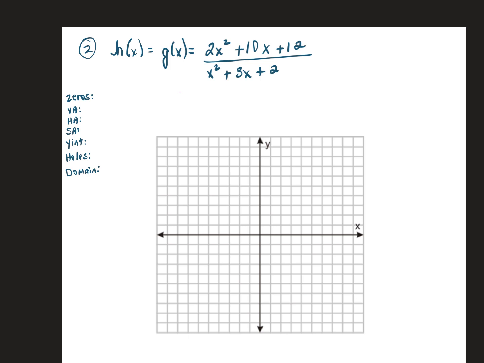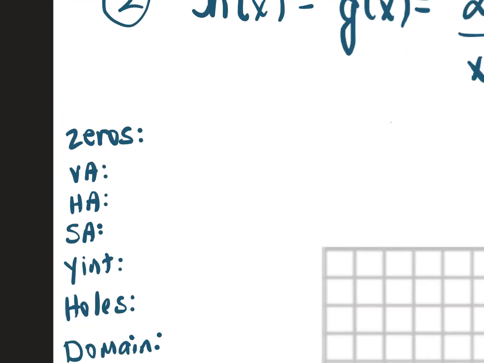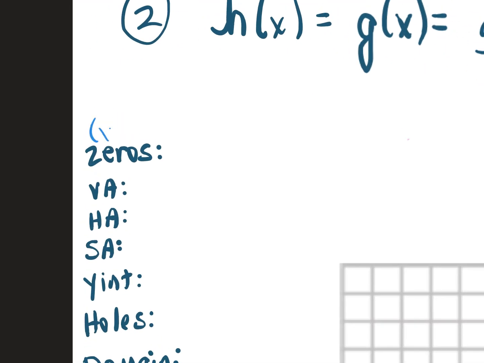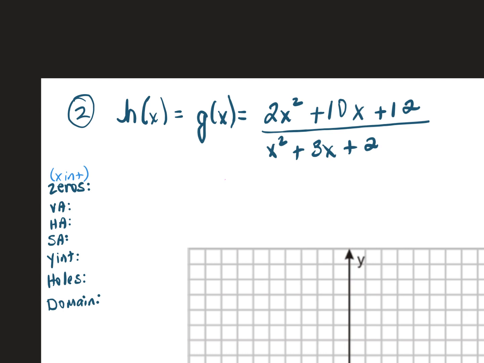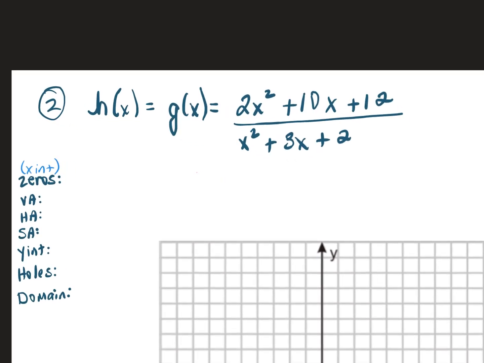Again, remember zeros. Zeros is another way to say what? X-intercepts, okay. So let's factor first. Let's factor the numerator and the denominator so we can see, because we're going to have to end up doing that anyways. But let's see if there's any holes.